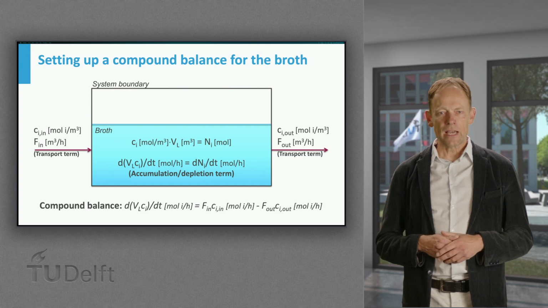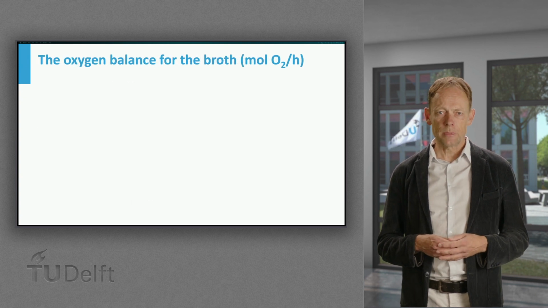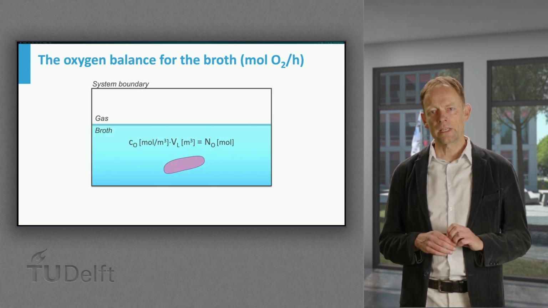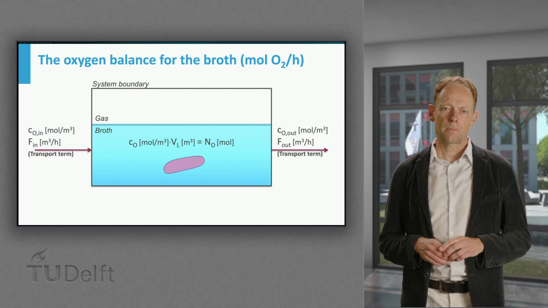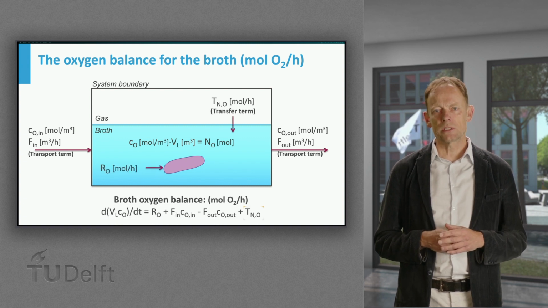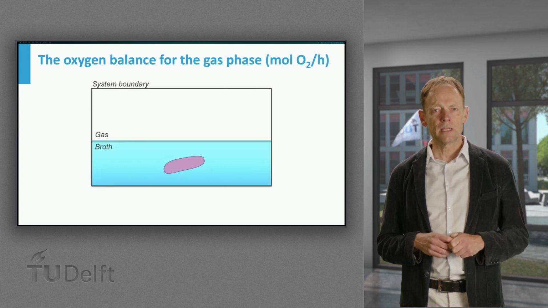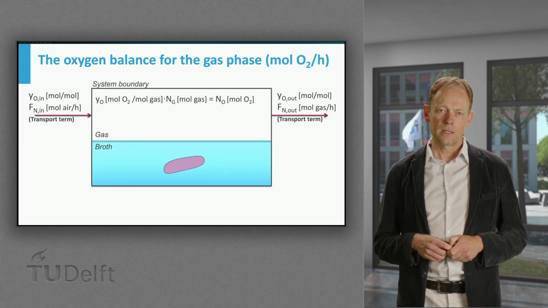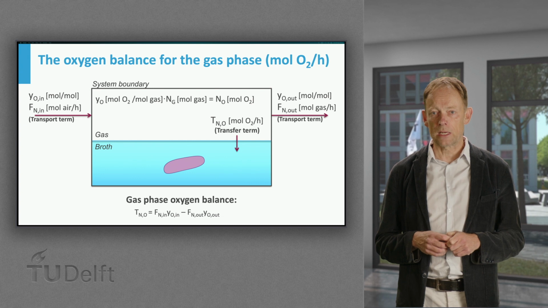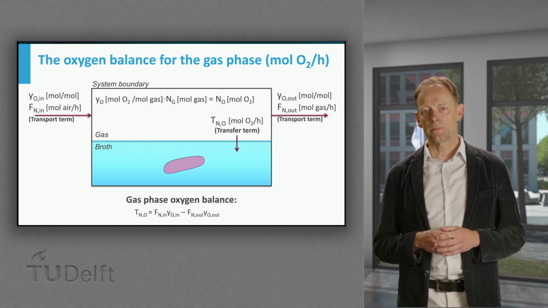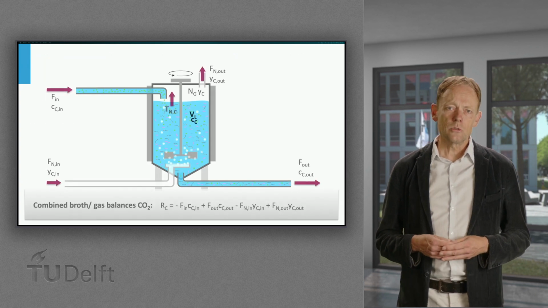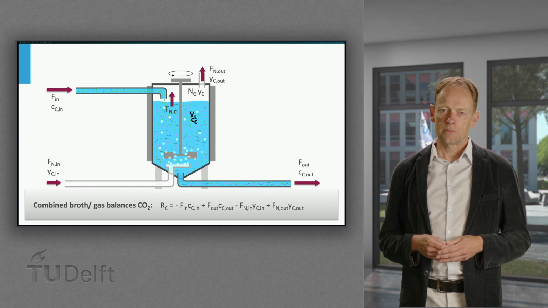The balances for the gaseous compounds don't have the reaction term because there are no cells in the gas phase, but have an additional term, the transfer between gas and liquid in which the cells are present. We use some other symbols for gases, although the units in terms of the terms in the balance remain the same, kilogram per hour or moles per hour. This Ti term, of course, should also be included in the broth compound balances, but there with the opposite sign. Oxygen disappears from the gas and is taken up by the liquid. And CO2 generally leaves the liquid and enters the gas.